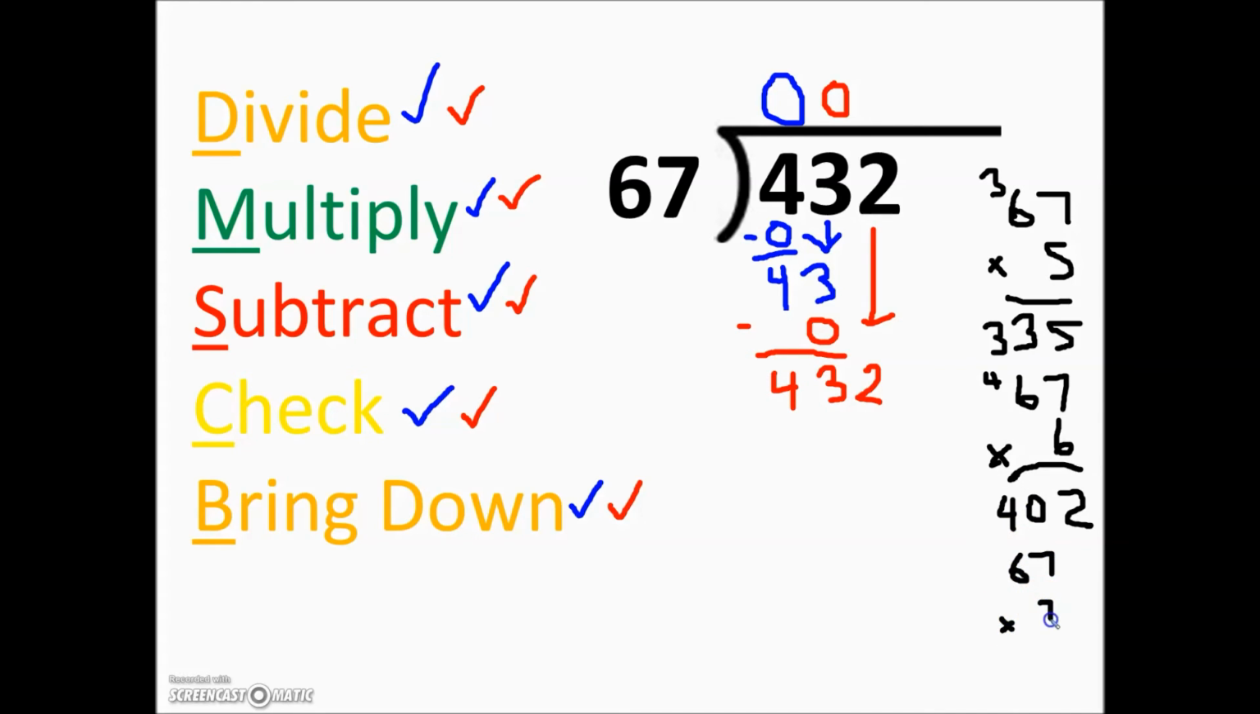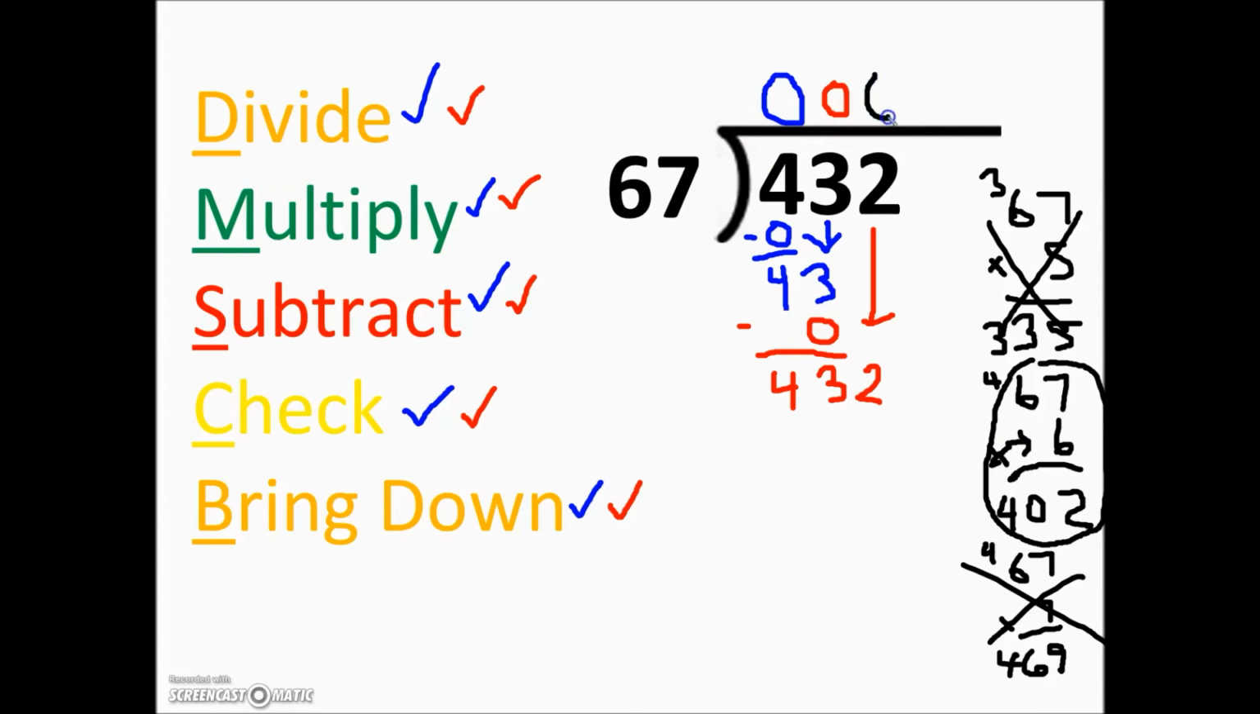67 times 7. 7 times 7 is 49. 6 times 7 is 42. Plus 4 is 46. Okay, so I just went over. 469 is bigger than 432, so this is not it. This is too small, so this is not it. This is it. It goes in 6 times. 67 goes into 432 6 times.